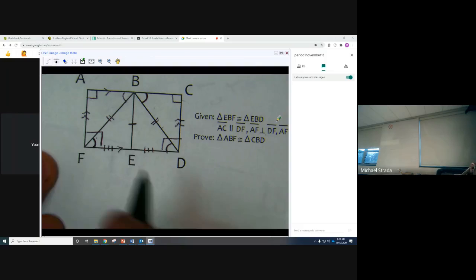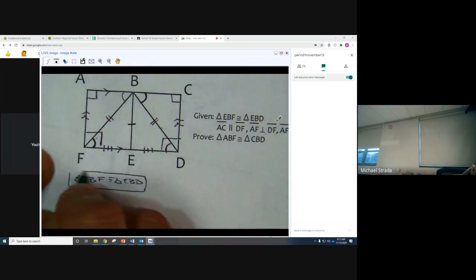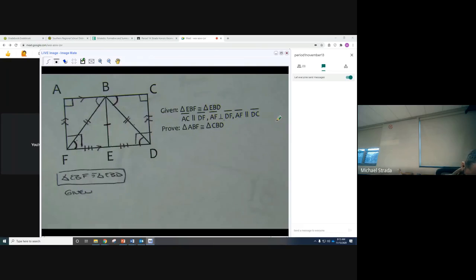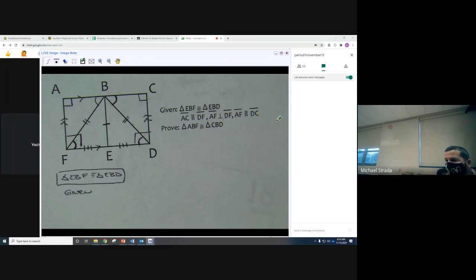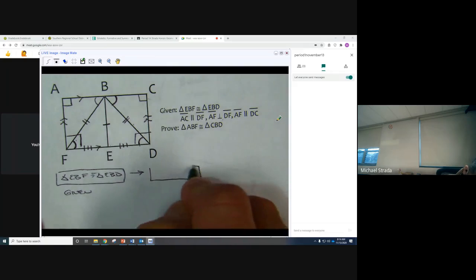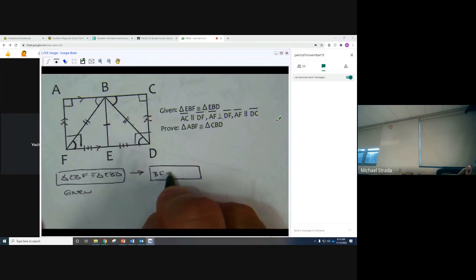So let's put it all together. Triangle EBF congruent to triangle EBD. Given. All right. Now you can list as many things as you want, or you can list what you use. That makes sense to everybody? So if you're writing it first and you just want to write everything down, hoping it all fits, go ahead. But the only thing we really used in our two triangles from that is that BF was congruent to BD by CPCTC.